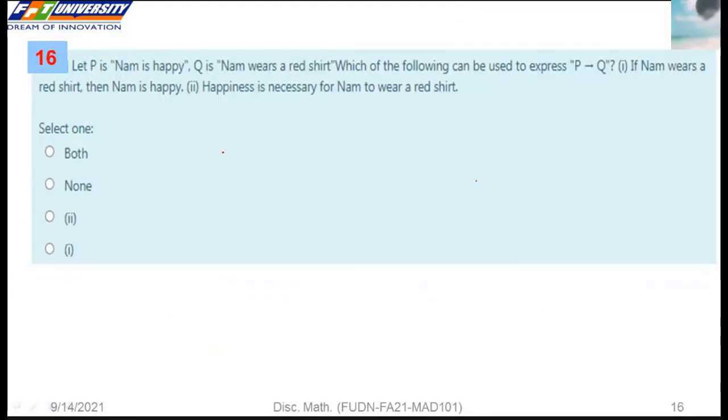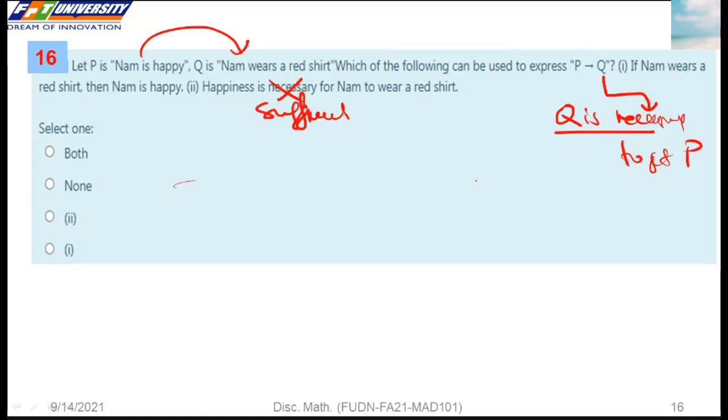The next one: the first is false because it is the converse. So the second, happiness is necessary to be a wrestler. I mean, if Nam is not happy, Nam should not be a wrestler. P implies Q means Q is necessary for P. Sufficient. So the answer is P.